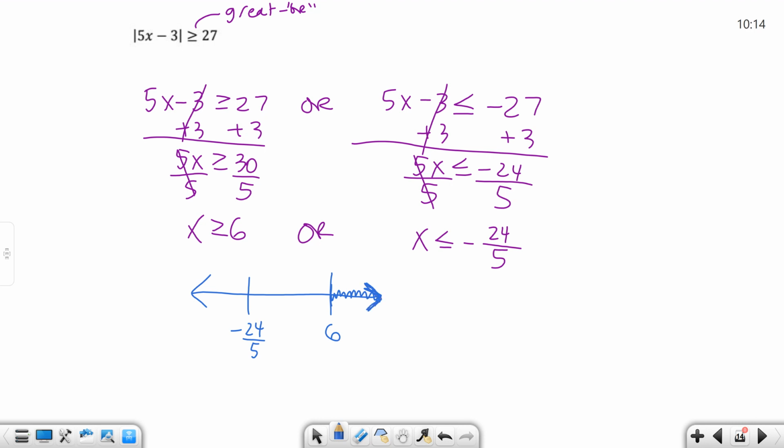I get out here to this arrow and shade this arrow, and that arrow represents infinity. And this is going to be what? A bracket because of the equals, okay? And then less than negative 24/5 is to the left. That's out here. Shade that. That's going to be negative infinity. This is also going to be a bracket.